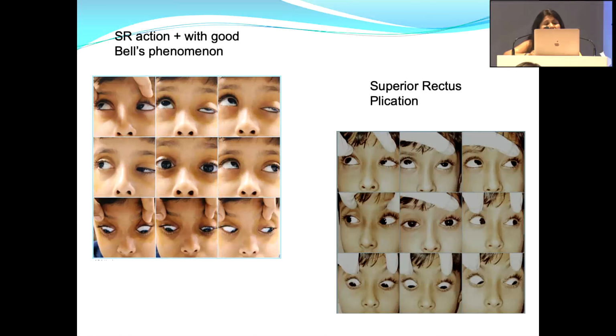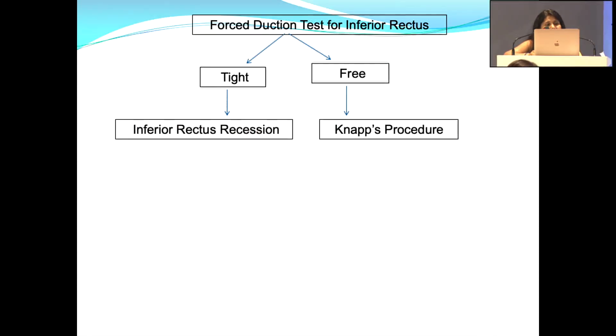This is another case with good SR action along with good Bell's phenomenon and a very small vertical deviation in primary gaze. So doing SR plication in such cases may help, provided your vertical deviation is extremely small, less than 20, with a good SR action.